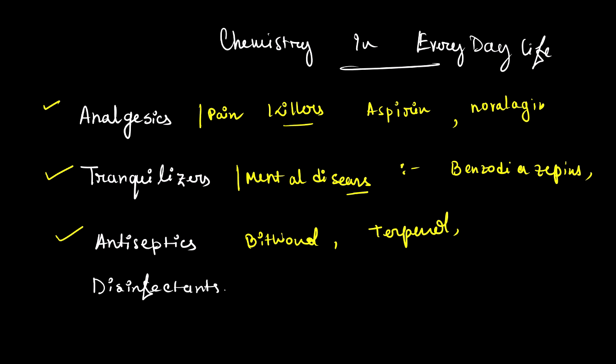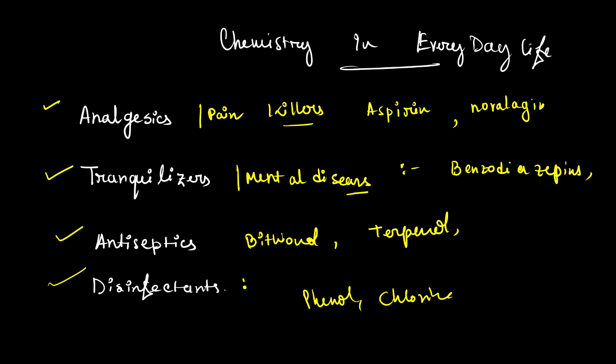Okay, then we have disinfectants. What is a disinfectant? Disinfectants are capable of destroying the microorganisms that cause disease. These kill all the microorganisms that are not good for us and can spread diseases. We can make disinfectants by using phenol, by using chlorine, etc.